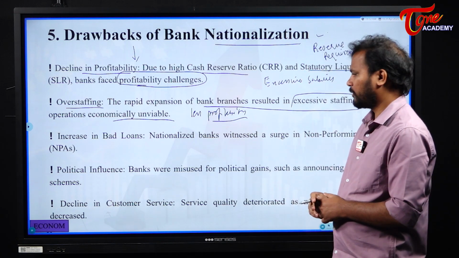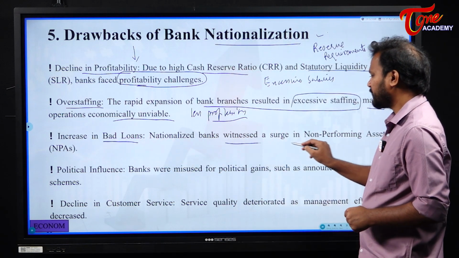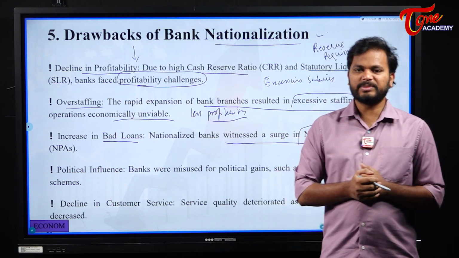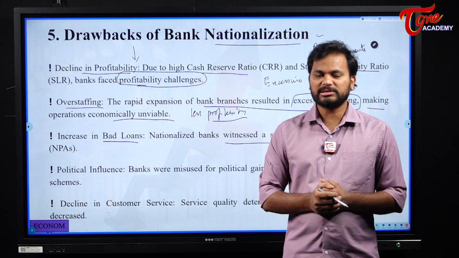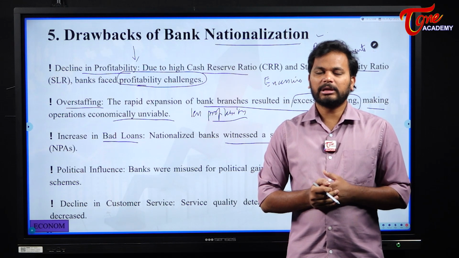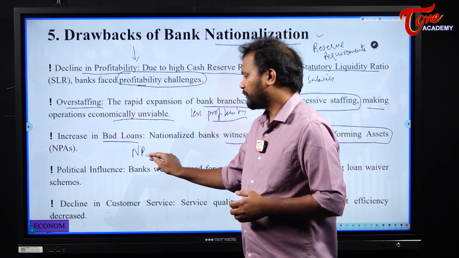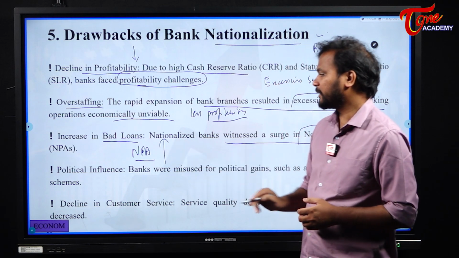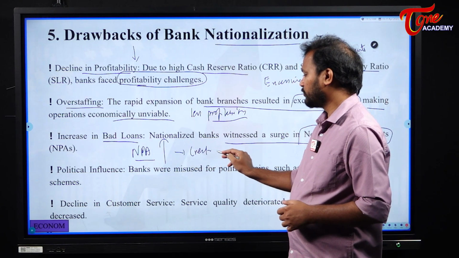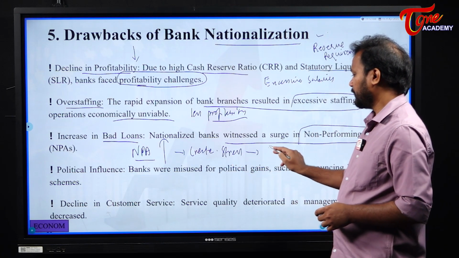Next, increase in bad loans. Nationalized banks witnessed a surge in non-performing assets. It is because of the government interference and the lack of discipline within the banking system. Over time, the rate of non-performing assets has considerably increased, which is creating stress on the banks and leading to bankruptcy.